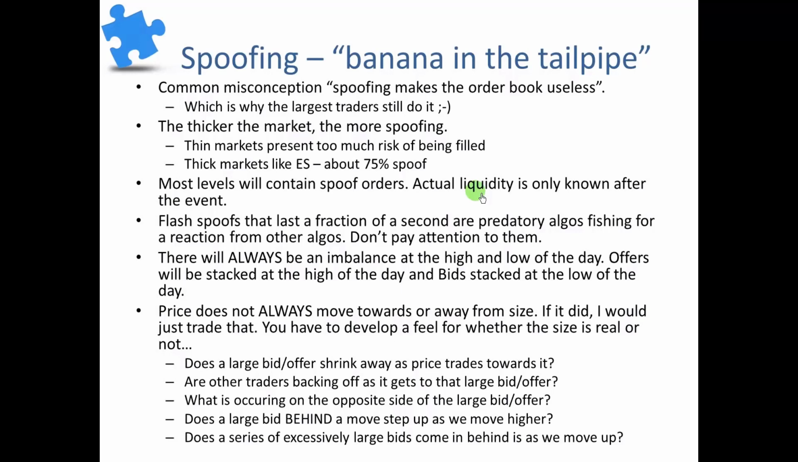There's also something called flash spoofing, which is orders that just flash up and disappear really quickly. You don't actually see much of this right now. It used to be quite common like 1 or 2 years ago, and it was allegedly predatory algos fishing for a reaction from other algos. But in any case, any order that just pops up, you might see it on the inside bid.